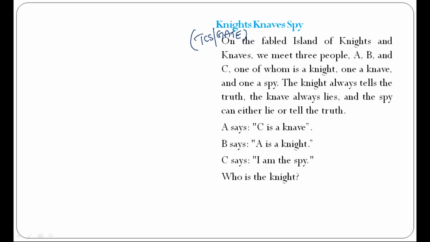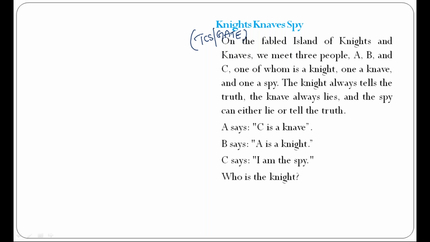In an island, we have 3 types of people: knights, navies, and spies. What will the knights do? They will always speak the truth. Spies may speak truth or lie. Navies always speak lies. There are 3 types of candidates in an island: knights, navies, and spies. Knights always speak the truth. Navies always speak lies, false. Spies either speak truth or lie.